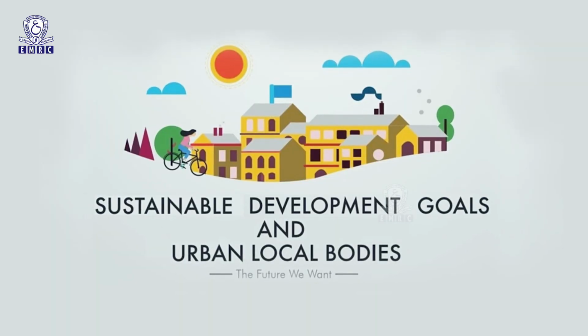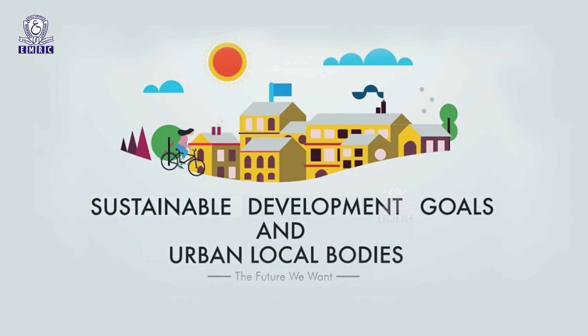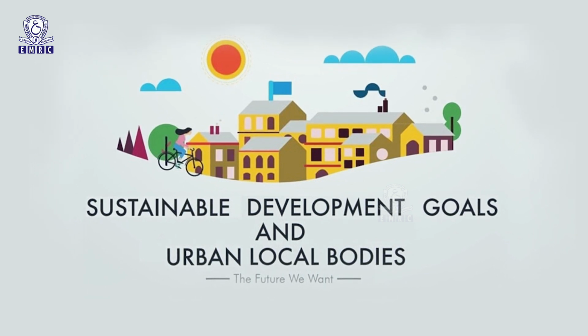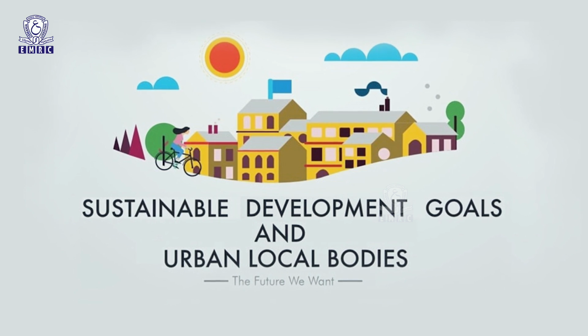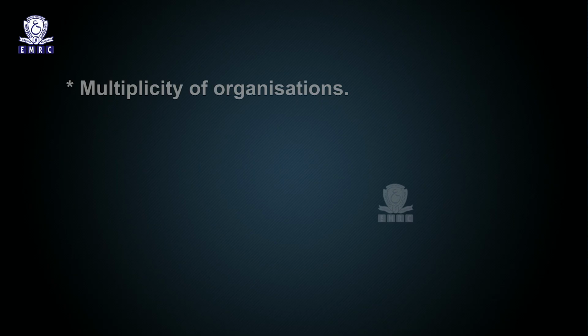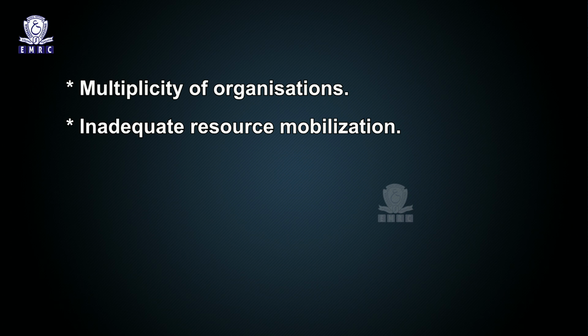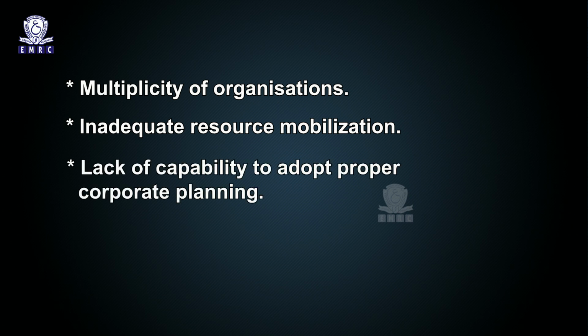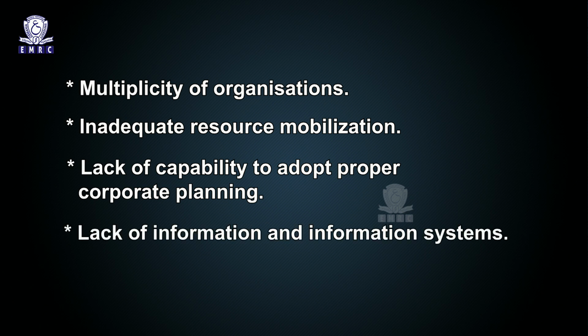Urban local bodies in India are faced with a plethora of issues that directly impact their capacities to manage municipal services delivery while simultaneously addressing environmental concerns. These include, first, multiplicity of organizations; second, inadequate resource mobilization; third, lack of capability to adopt proper corporate planning; fourth, lack of information and information systems; and fifth, inadequate monitoring of policy implementation. Where the municipalities are struggling to provide basic amenities to citizens, issues of environmental pollution or hazard management are not accorded priority till matters reach the proportion of a crisis.